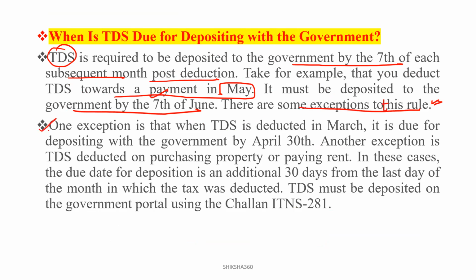First, one exemption is that when TDS is to be deducted in March, it is due for depositing with the government by April 30th. Clear? By April 30th.